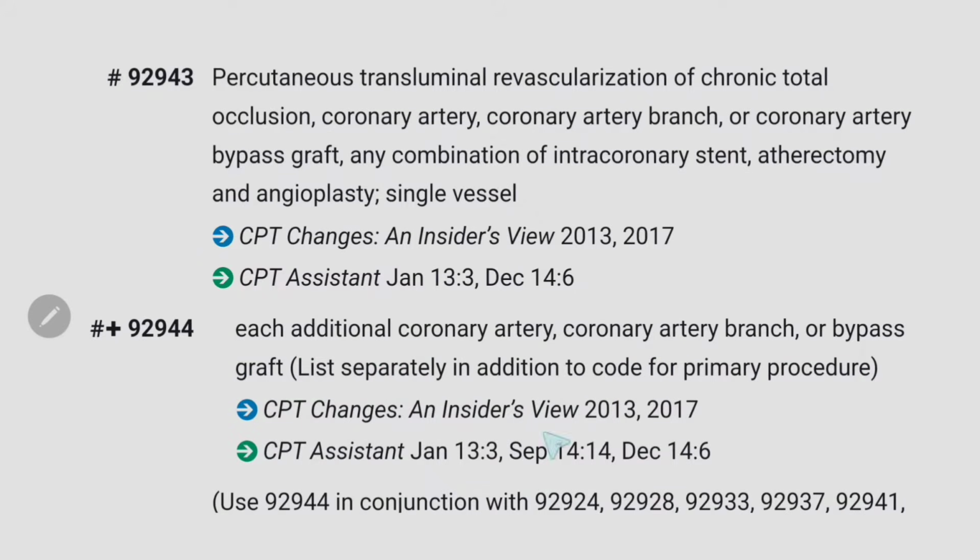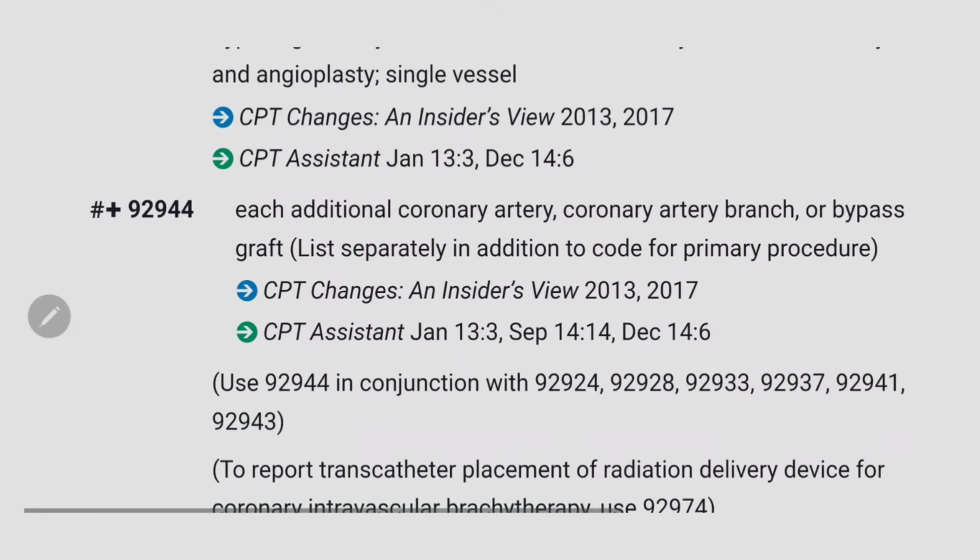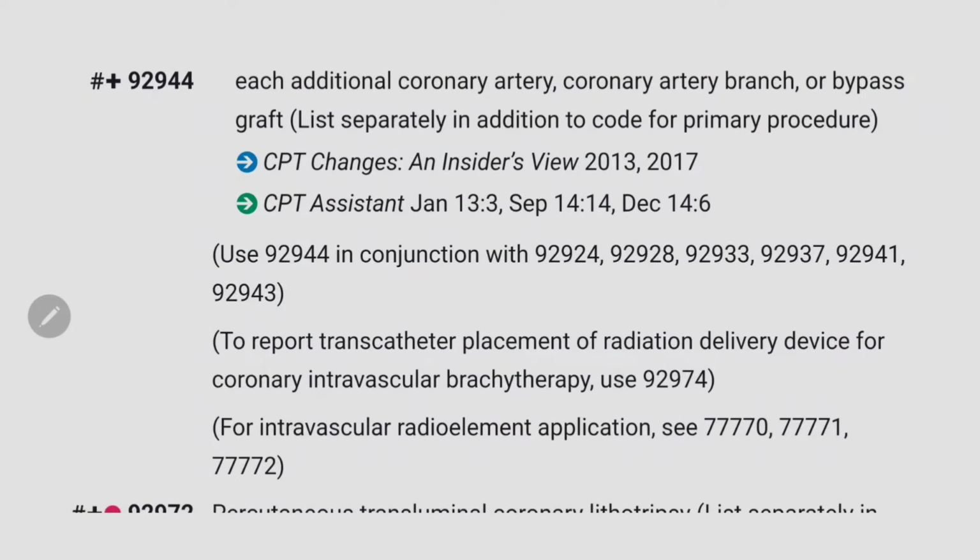While coding for these procedures, you have to check the main procedure done. Then you have to add the add-on code if there is each additional coronary artery, and also keep in mind that you have to look at all these parenthetical notes under the code. Now let us solve a question related to this procedure.